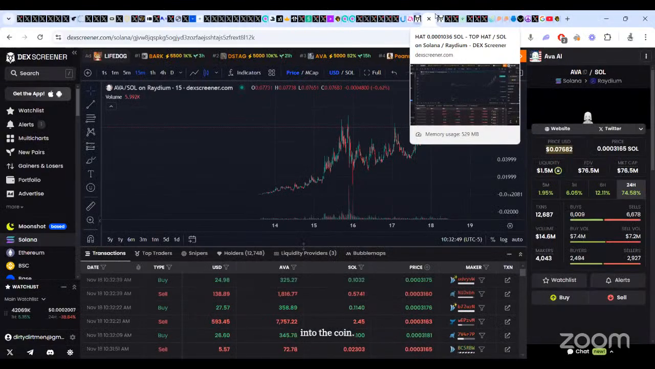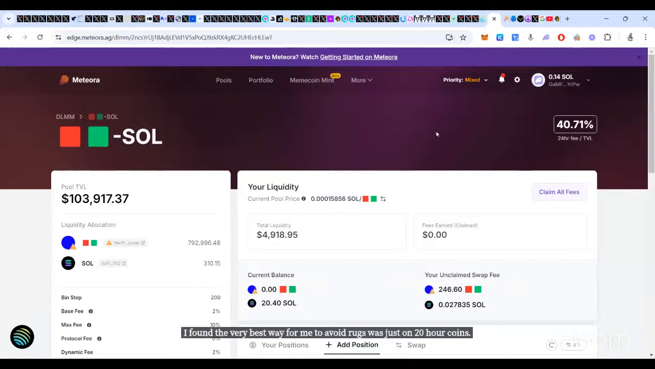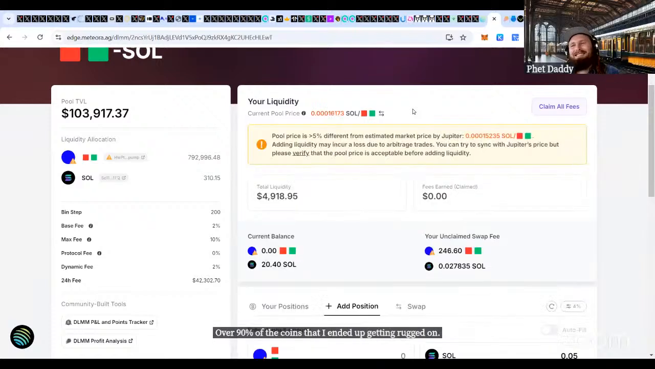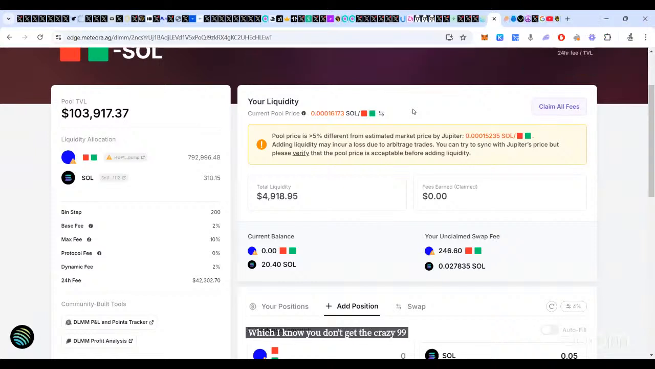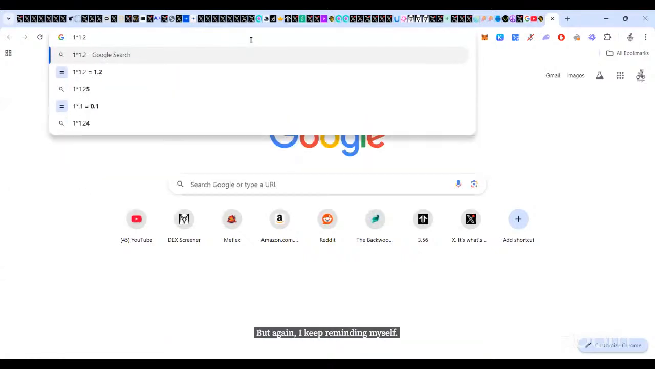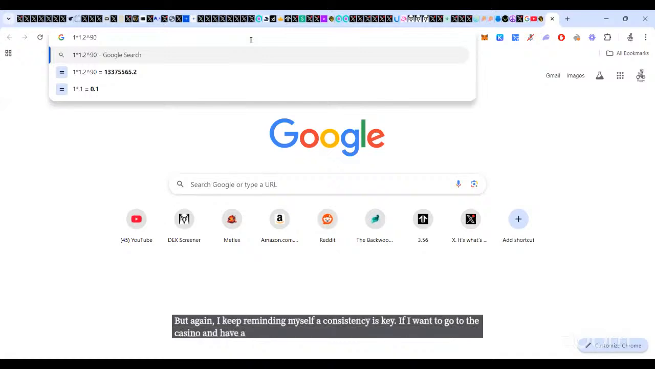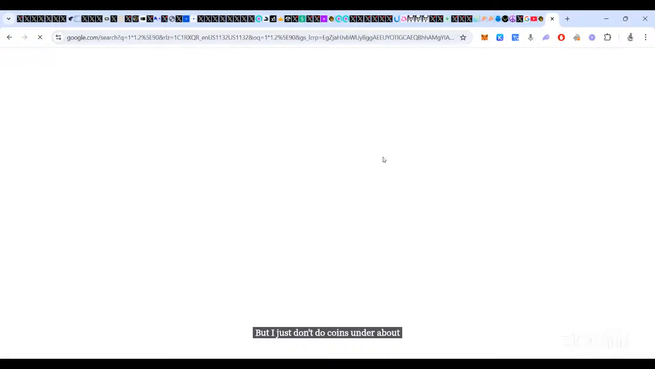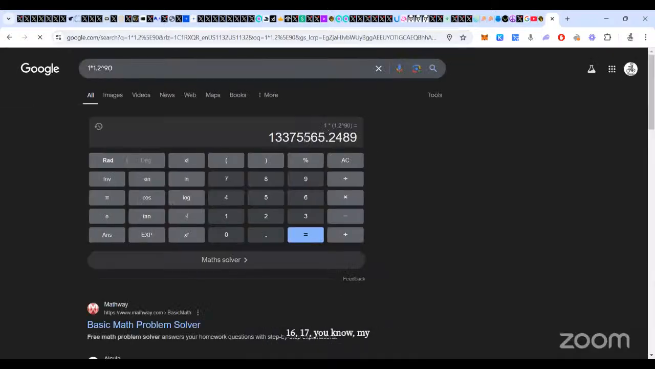I found the very best way for me to avoid rugs was just on 20-hour coins. If it had been around for 20 hours, that got rid of over 90% of the coins that I ended up getting rugged on. Which I know means you don't get the crazy 999% return, and that's a thrill. But again, I keep reminding myself consistency is key. If I want to go to the casino and have a gamble, cool. But I just don't do coins under about 16, 17 hours. My target is 20 hours, and that's really helped at avoiding rugs.